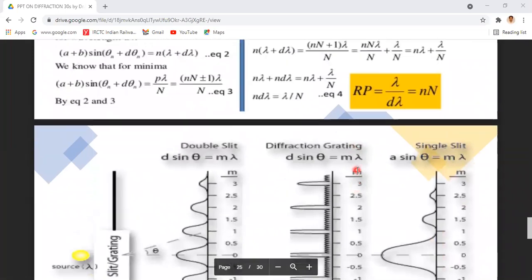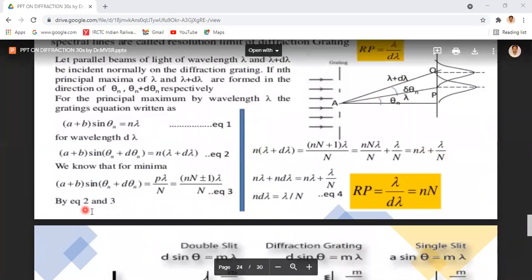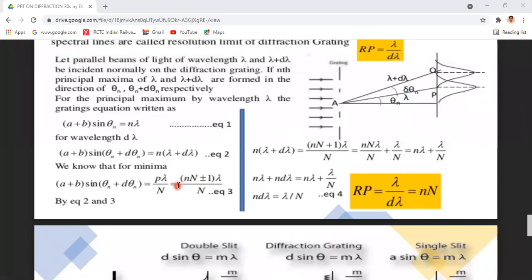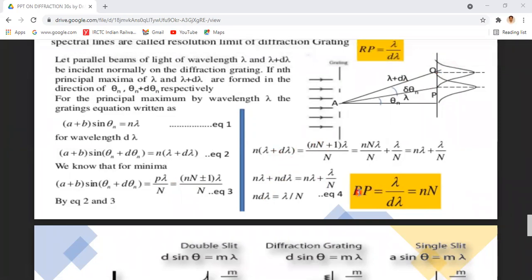Sir, for equation 3. Equation 3. This is the minima equation in the direction of lambda plus d lambda. We just have to remember this equation, because this equation represents the minima in the direction of lambda plus d lambda. That's why, according to Rayleigh's criterion, both are equal. By simplifying this, we got an expression for the resolving power of the grating, lambda by d lambda is equal to small n into capital N.